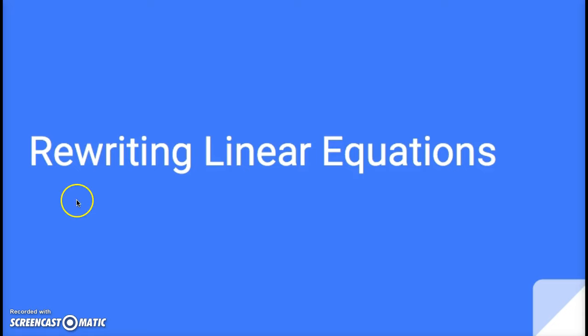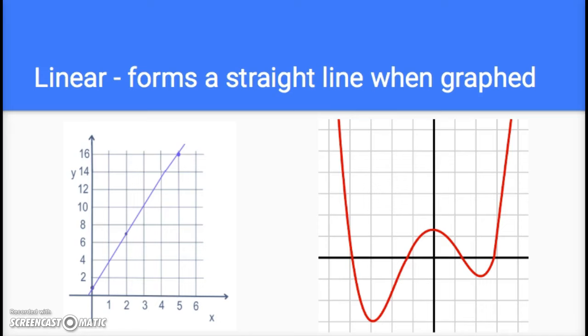So first of all, some of you may know what the word linear means, some of you may not. So the first thing we're going to do is define that word. The word linear just means that it forms a straight line when it's graphed. Okay, and if you take the word linear, you can see the part of the word right here says line. So if it's a straight line, it's linear.